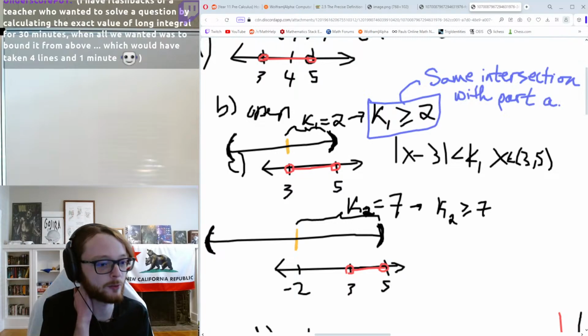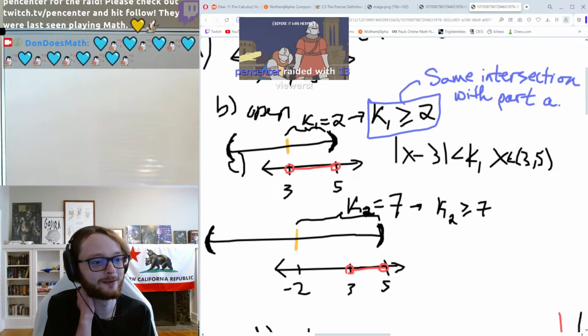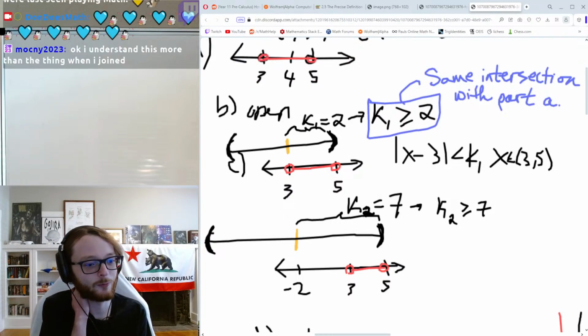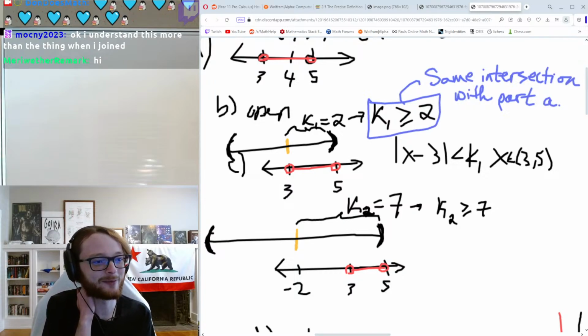Okay, there we go. That's a question I really wanted to answer here, but how do I make my number line work? Yo, Pen! Thank you so much. Welcome in, everyone. Mary, hey. Do you understand this thing more than when you joined? Hell yeah, Machni. You have flashbacks of a teacher wanting to solve a question by calculating the exact value of a long integral for 30 minutes. All I wanted to do was bound it from above. Oh gosh, underscore.